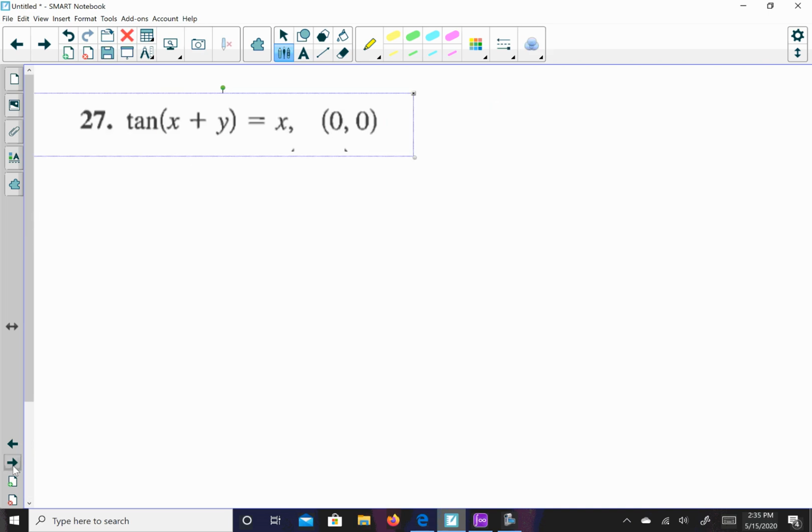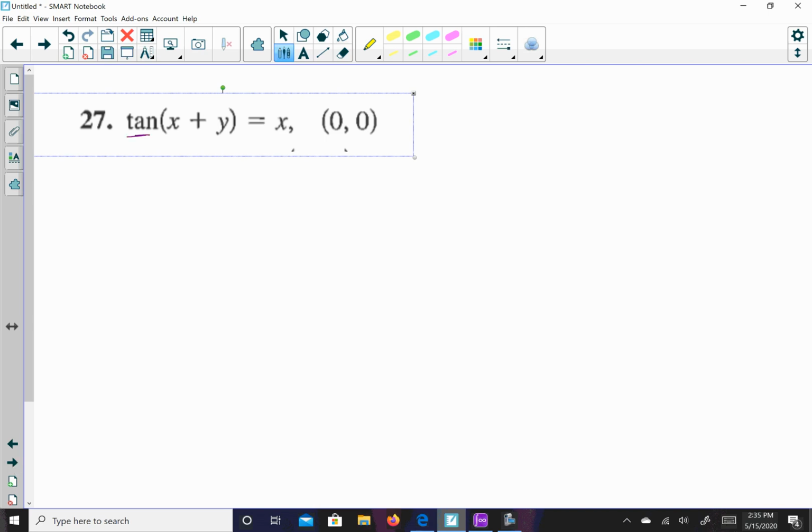You're doing the tangent of x. It's the same set of directions. You're doing the tangent of x plus y is equal to x. Now this one, you have to do the chain rule. You can't do it any other way. Please, please, please do not think you can distribute the tangent. You cannot make a tangent x plus tangent y. That's not the way tangents work. So don't even think to do that. I'm sorry if you never thought to do that. Don't do that. Bad idea.